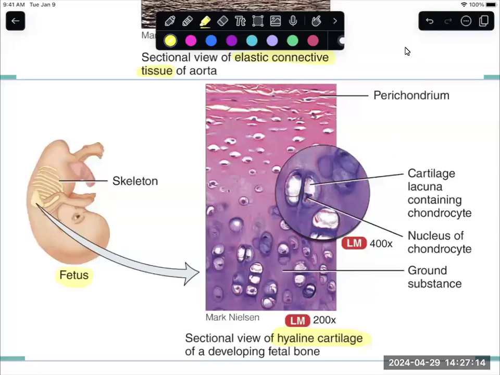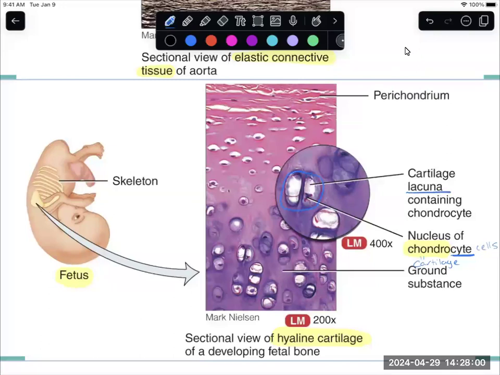So, chondro means cartilage. I like to teach medical terminology as I go because it helps you to understand where these terms are coming from. And again, cyte means cell or cells. The specific type of cell that is found in hyaline or in any kind of cartilage is known as a chondrocyte. These chondrocytes are going to sit in this little area that is known as a lacuna.